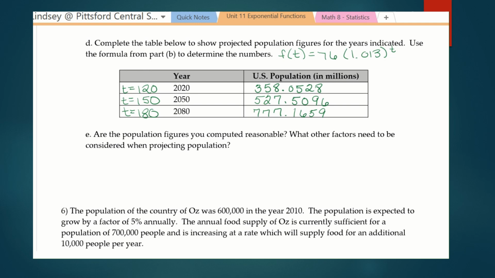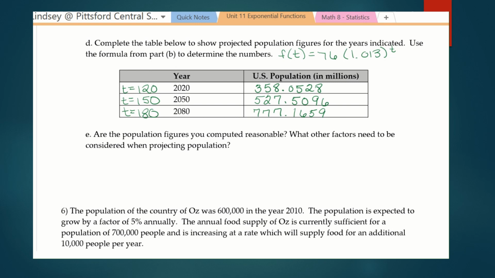Now, let's answer Part E. Are the population figures you computed reasonable? And what other factors need to be considered when projecting population? Although this worked, obviously, from our jump from 1900 to 2010, this model definitely worked. Is this something that we feel is accurate if we were to continue for many years after that? In my opinion, I don't necessarily feel these population figures are reasonable, and here's my reason for that.